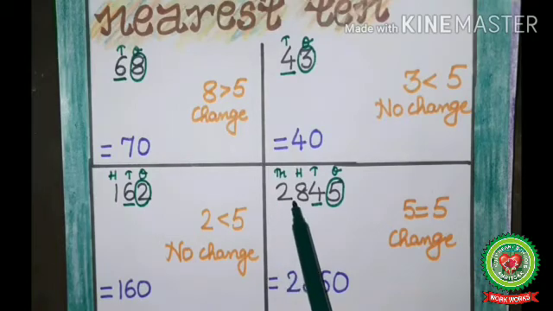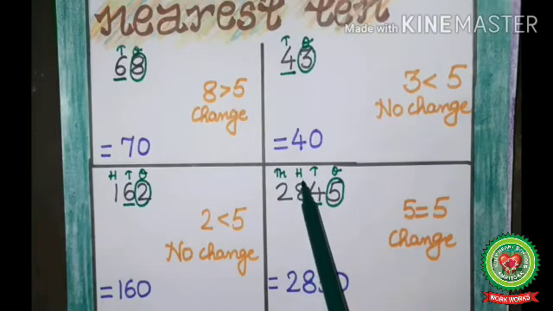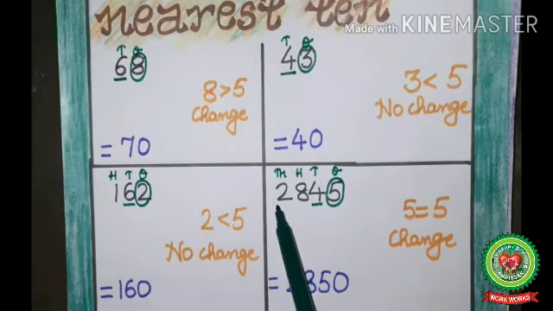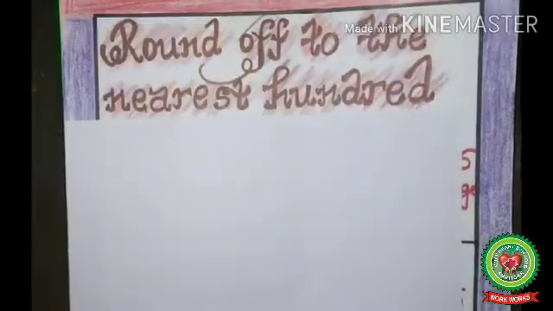And 28 will come as it is, or the digits at the 1000 place and 100 place will come as it is. This shows 2845 is nearer to 2850. Now students, let's understand round off to the nearest 100.